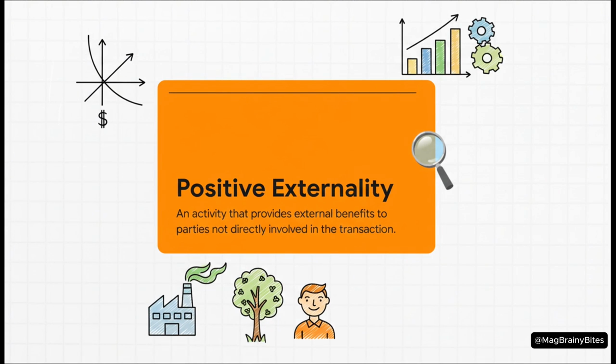But hey, it's not all bad news. Externalities can also be positive. Think about getting a flu shot. You get the shot, you're protected. That's great for you. But you're also helping protect your family, your coworkers, everyone around you, because you're less likely to spread the virus.